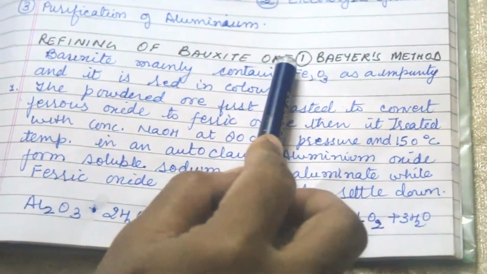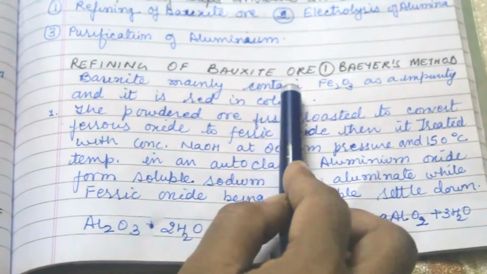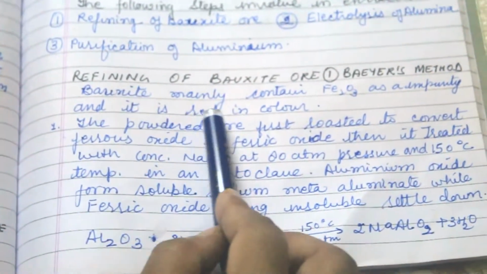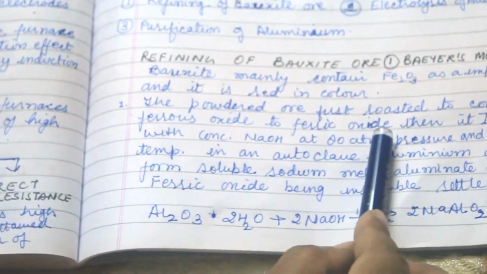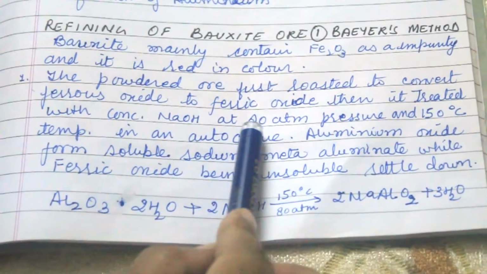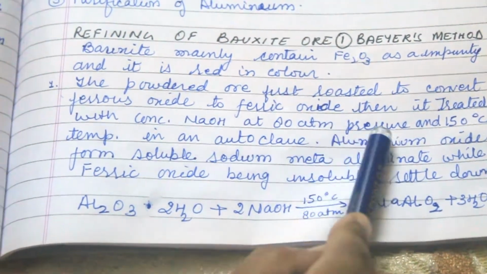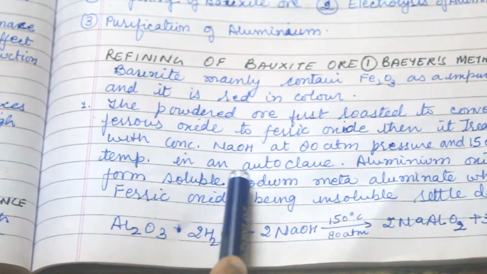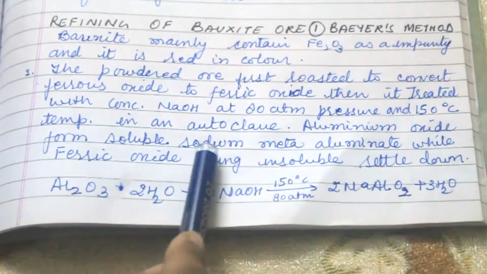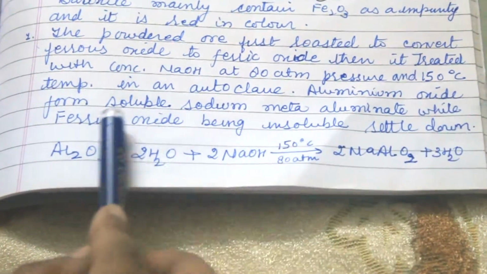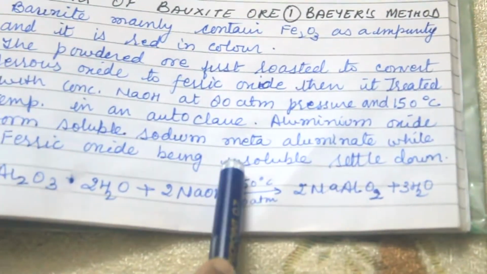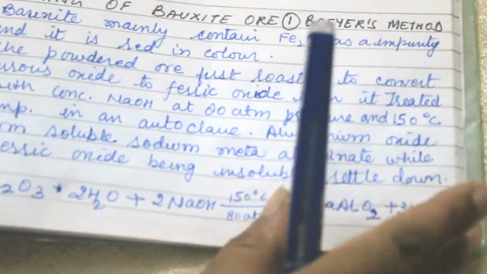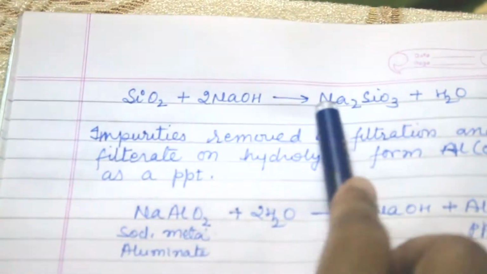Now, refining of bauxite ore by Bayer's method. Bauxite mainly contains Fe2O3 as an impurity and it is red in color. The powdered ore is first roasted to convert ferrous oxide to ferric oxide. Then it is treated with concentrated NaOH at 80 atm pressure and 150 degrees centigrade in an autoclave. Aluminium oxide forms soluble sodium meta-aluminate, while ferric oxide, being insoluble, settles down. This is the reaction when bauxite ore is treated with NaOH: it forms sodium meta-aluminate and water. And silica forms silicate.